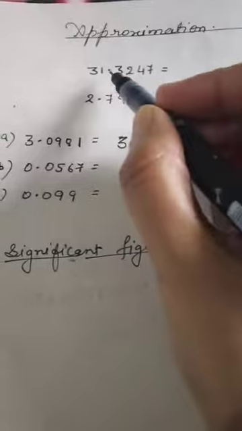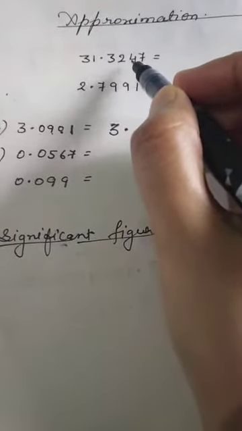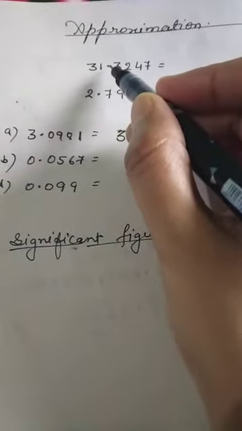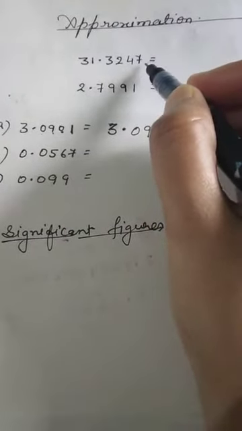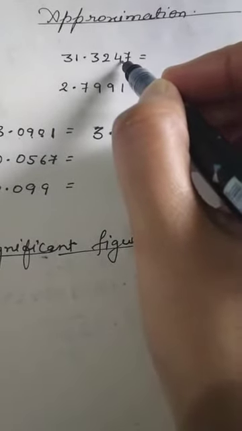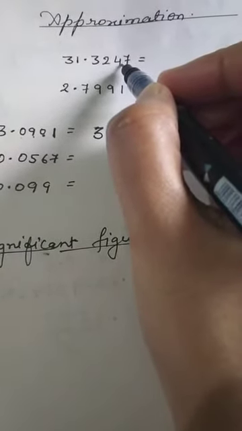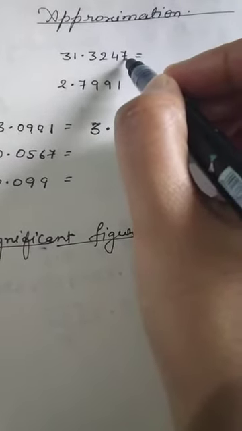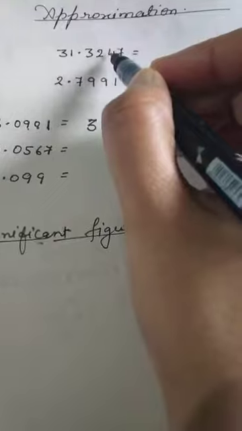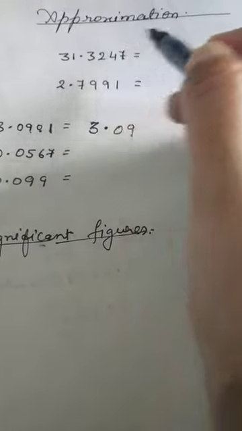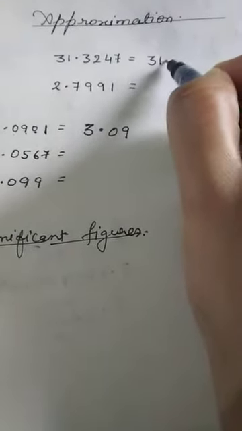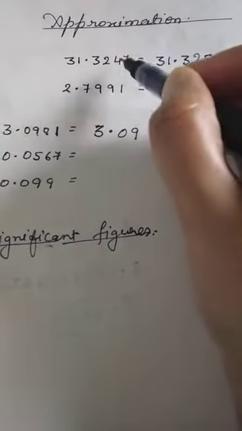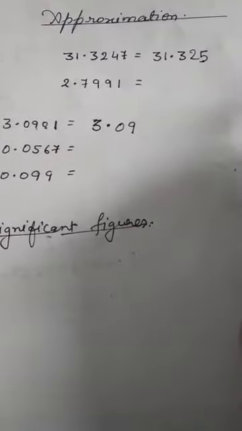Suppose in this example you have to round off this number up to 3 decimal places, 31.3247. Up to 3 decimal places means up to here, so we will see the digit just after this. This number is greater than 5, so this 4 will increase by 1. So its round off figure will be 31.325. Just after 3 decimal places, all the digits will be omitted.